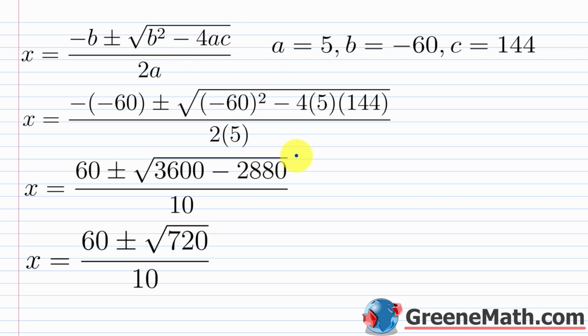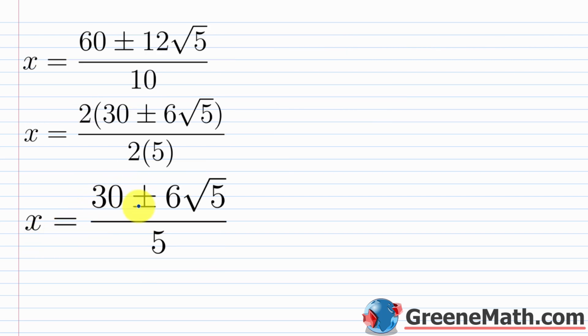So this is just me plugging in. You can pause the video if you need it. Essentially, you're going to go through and you're going to end up with x equals 30 plus or minus 6 times the square root of 5 over 5. So those are going to be your x-intercepts.